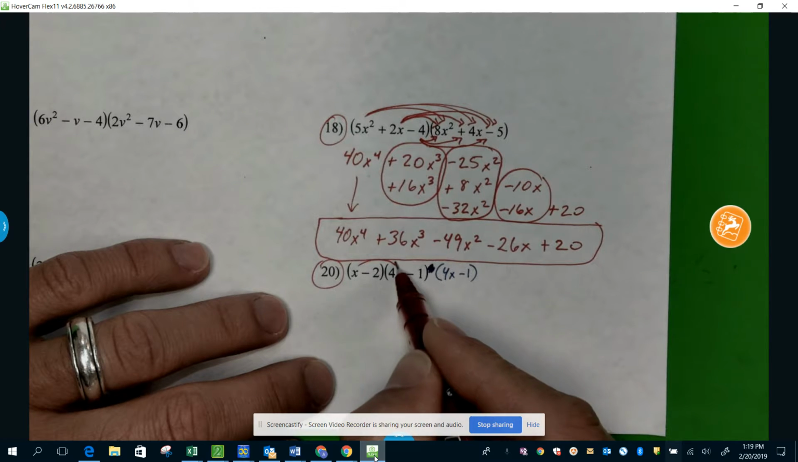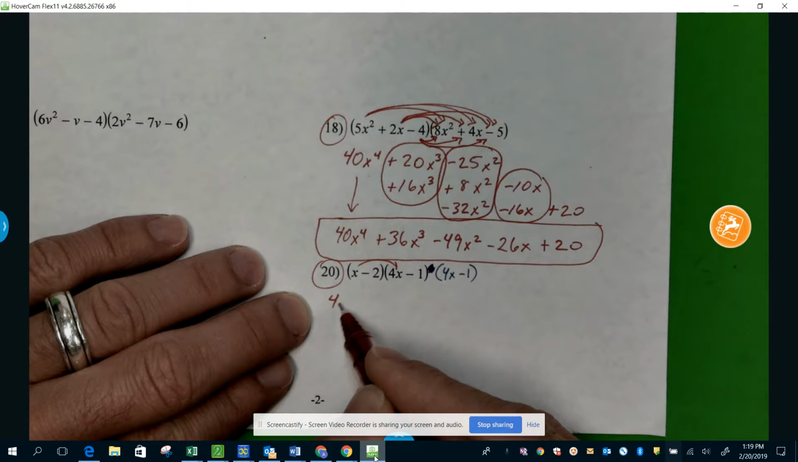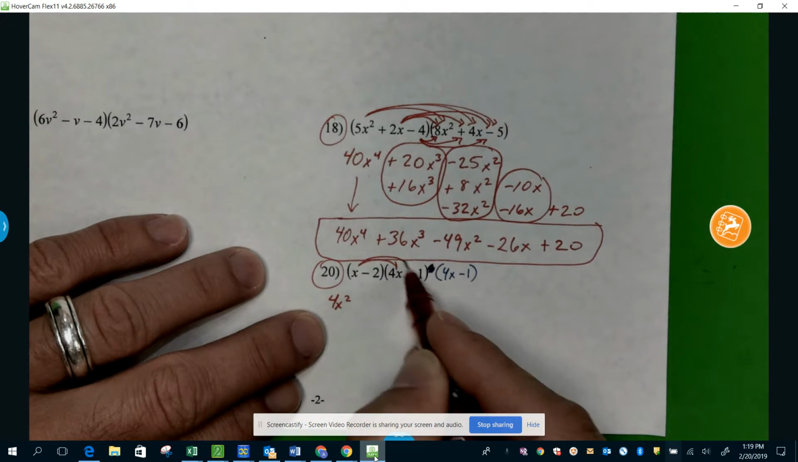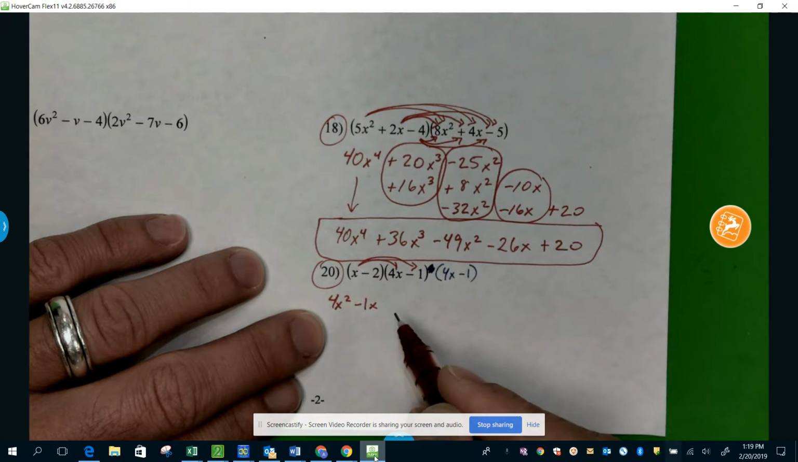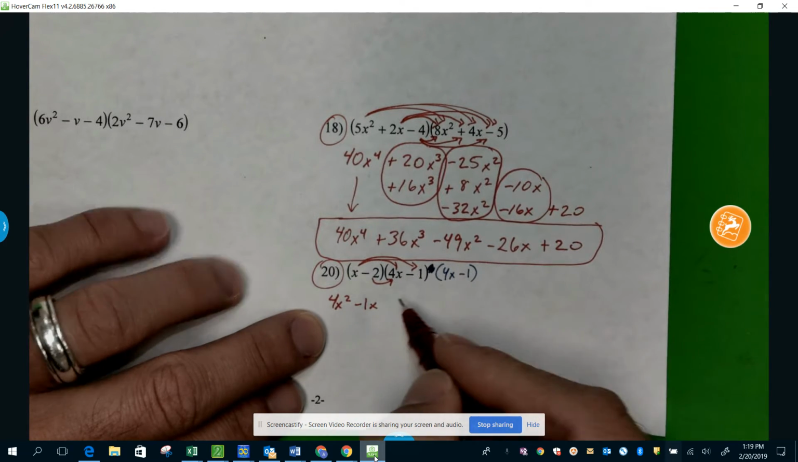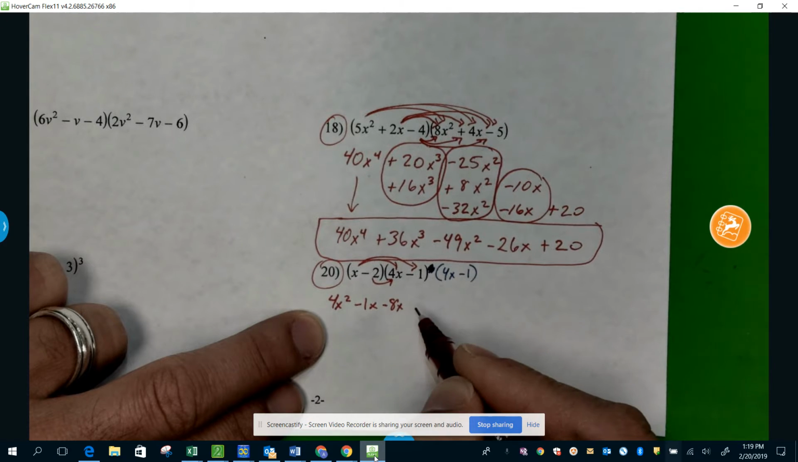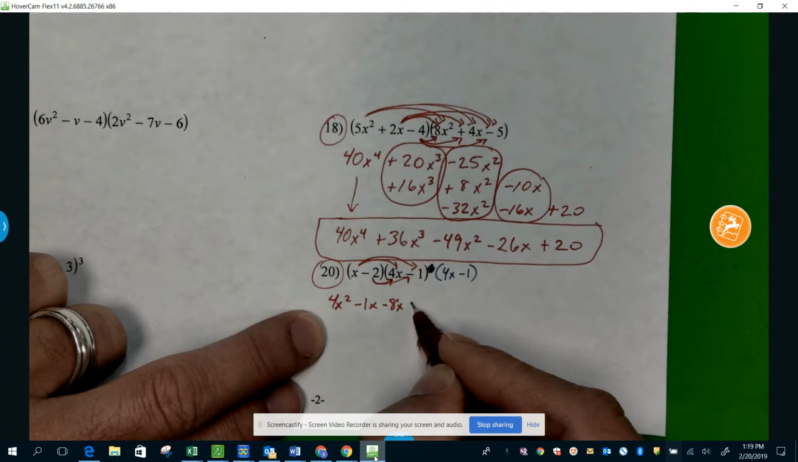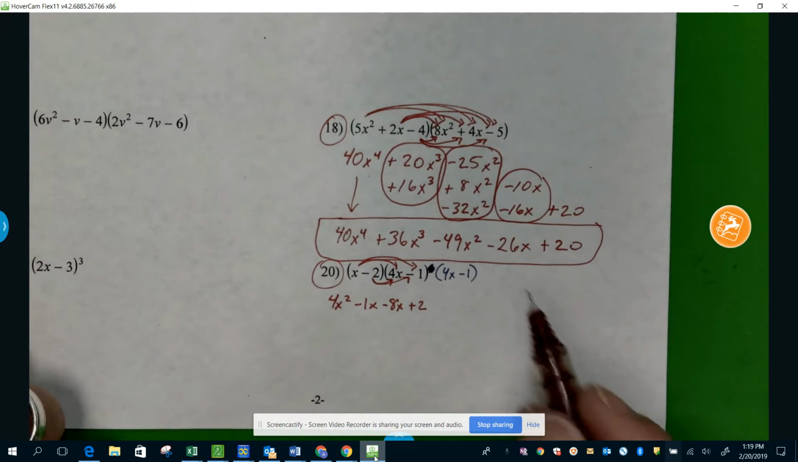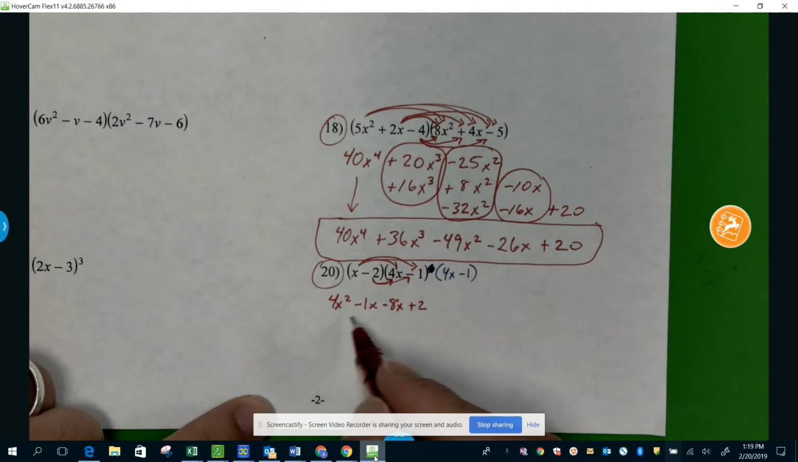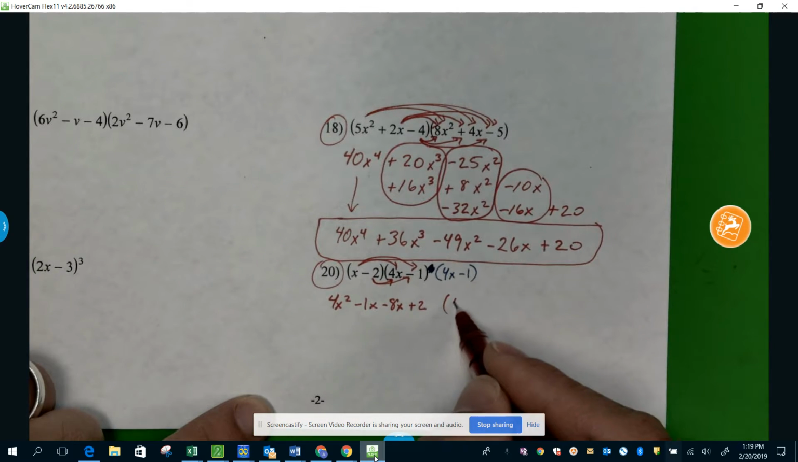All right, so we've got x times 4x. That's 4x squared. I've got x times negative 1. Negative 1x. Negative 2 times 4x. That's negative 8x. Negative 2 times negative 1. Positive 2.